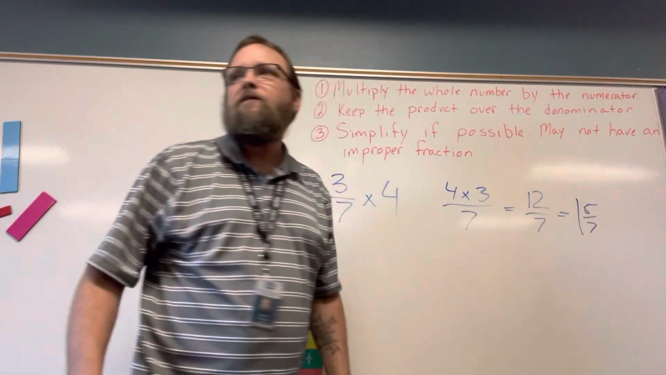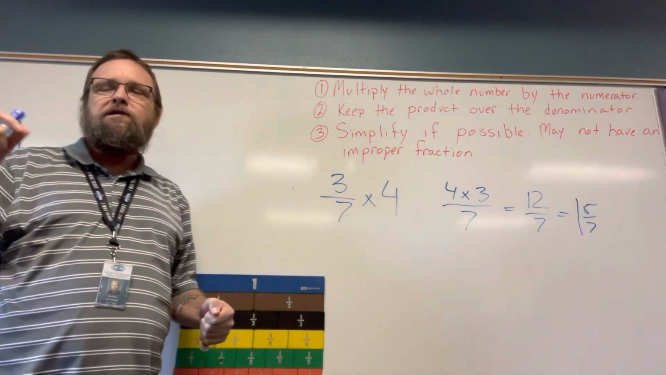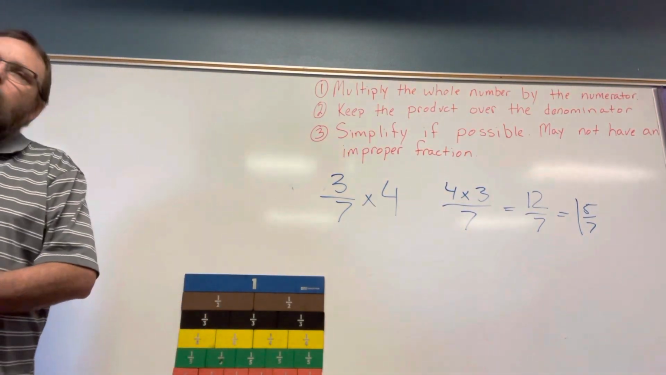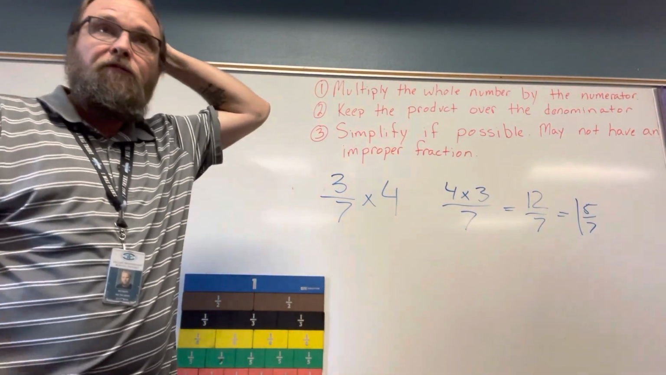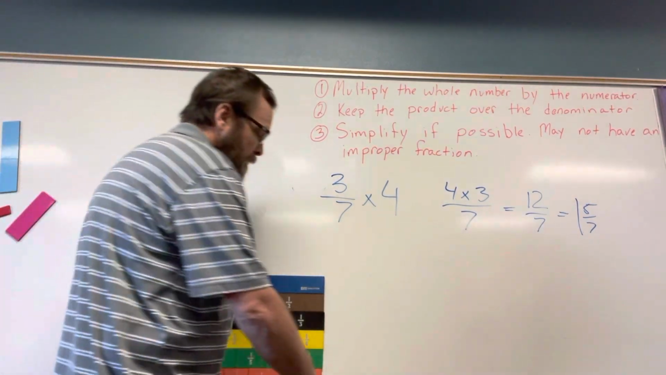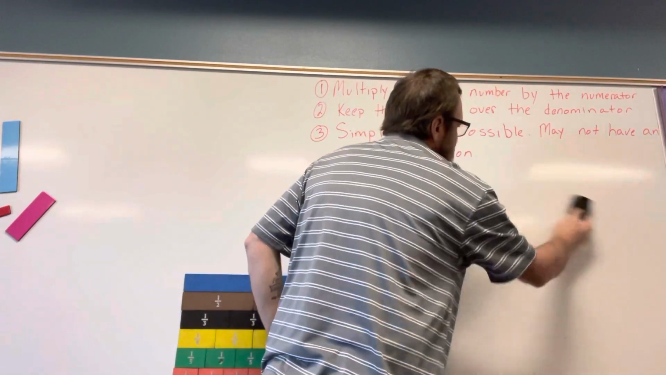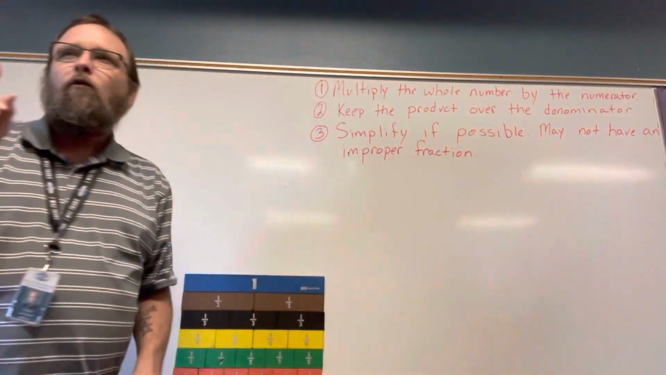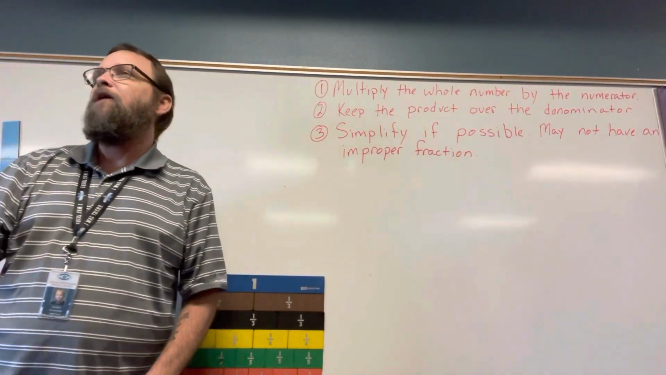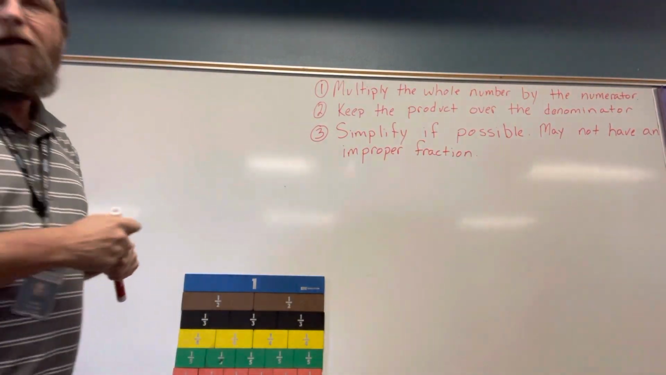And 5/7 cannot be simplified. The only factors of 5 are 1 and 5. The only factors of 7 are 1 and 7. So the only thing that could divide evenly into it is 1. All right. But now let's look at why. Let's look at how you multiply 2 fractions together. We're going to look at how you multiply 2 fractions together.